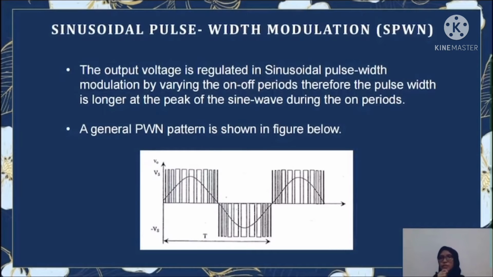And next is sinusoidal pulse width modulation, SPWM. The output voltage is regulated in sinusoidal pulse width modulation by varying the on-off periods. Therefore, the pulse width is longer at the peak of the sine wave during the on periods. The general PWM pattern is as shown in the figure that you can see below.